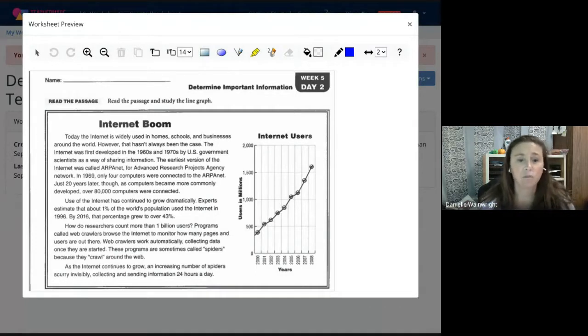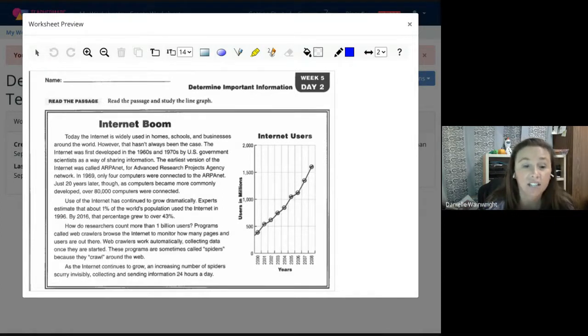Today the internet is widely used in homes, schools, and businesses around the world. However, that hasn't always been the case. The internet was first developed in the 1960s and 1970s by US government scientists as a way of sharing information. The earliest version of the internet was called ARPANET for Advanced Research Projects Agency Network. In 1969, only 4 computers were connected to the ARPANET. Just 20 years later, though, as computers became more commonly developed, over 80,000 computers were connected.